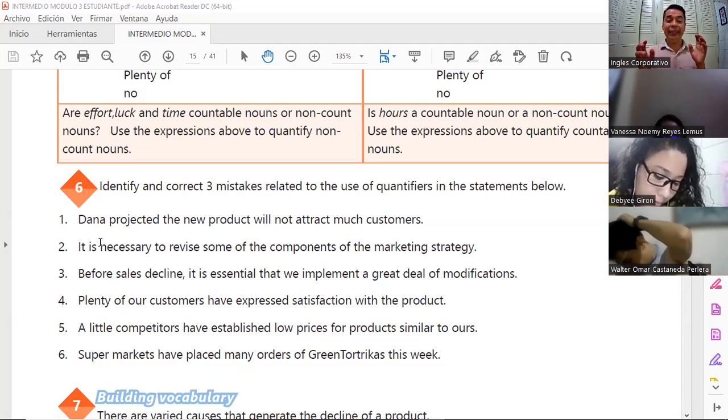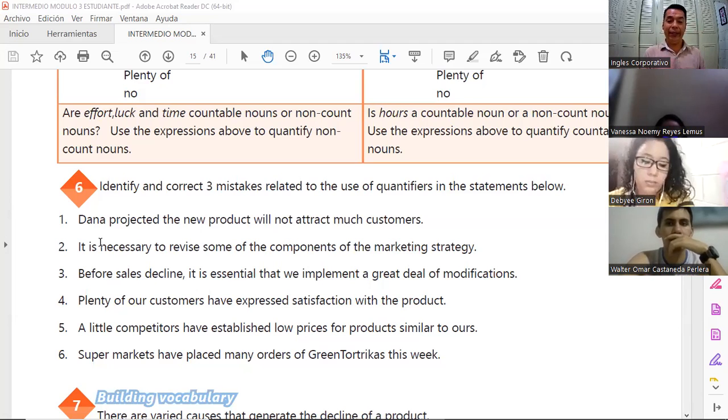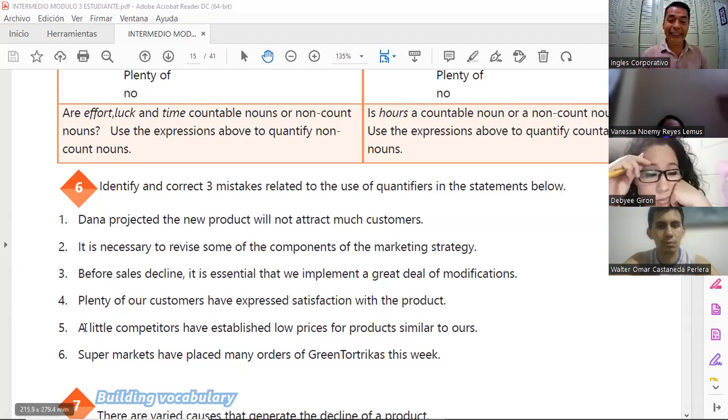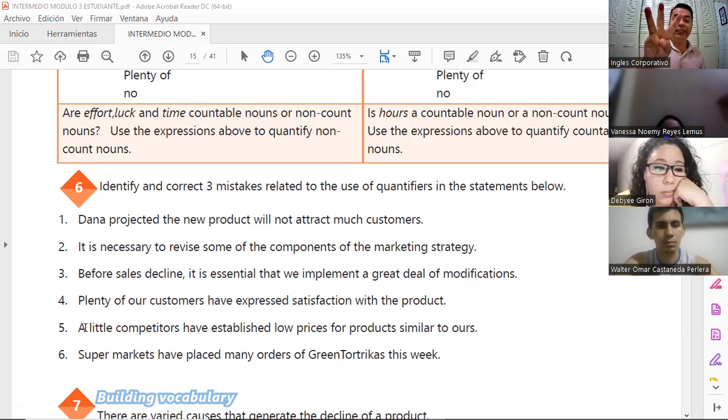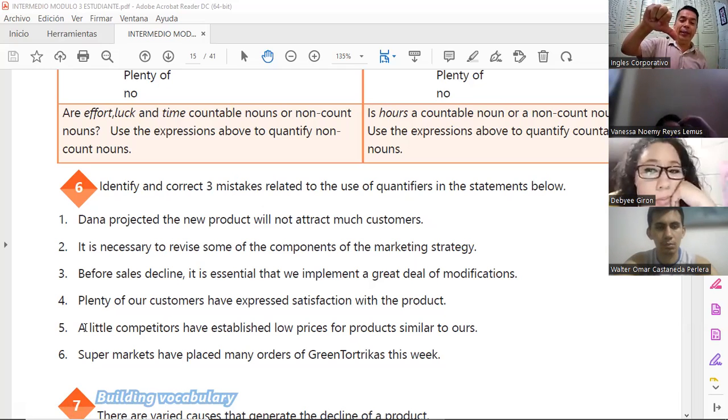There are three mistakes here, right? Related to the use of quantifiers. And some of the sentences are correct. Let me explain this, right? From 6 sentences, 3 sentences are good, correct. And 3 sentences are incorrect, right? Understand? Again, 3 sentences good, 3 sentences bad, right? So you have to find the mistake. Good. And now I will ask for volunteers.